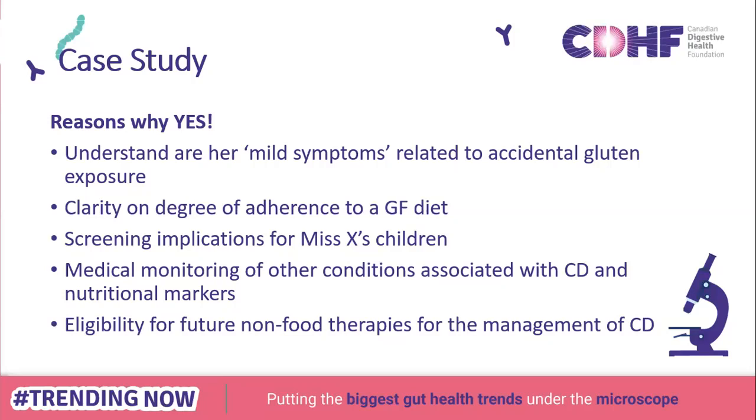The next point on my list here is screening implications for her children. The risk of celiac disease for someone who has a first-degree relative, so a parent or child, who has celiac disease is estimated between 5 and 10%. Because her mother actually has a diagnosis of celiac disease, that would put her at a higher risk herself and perhaps warrant having screening done. But then indeed, if she was positive for celiac disease, it would open up a conversation about screening her children.